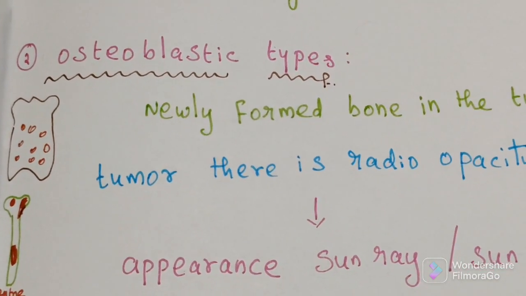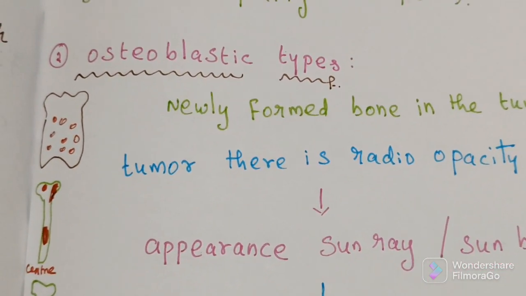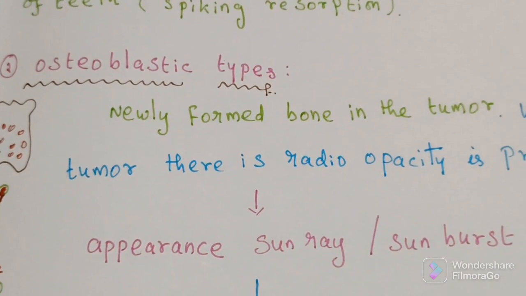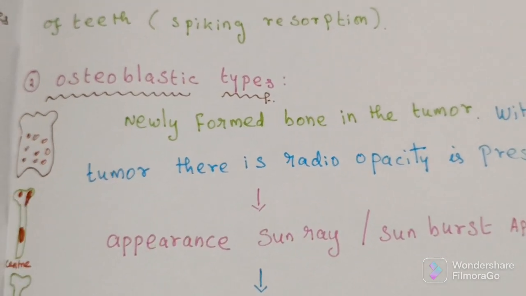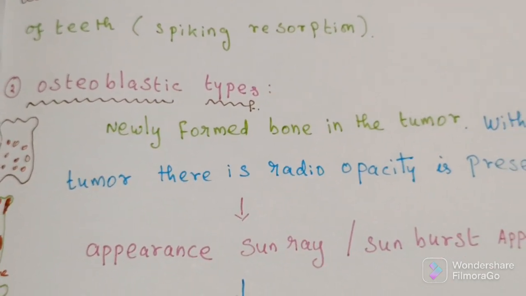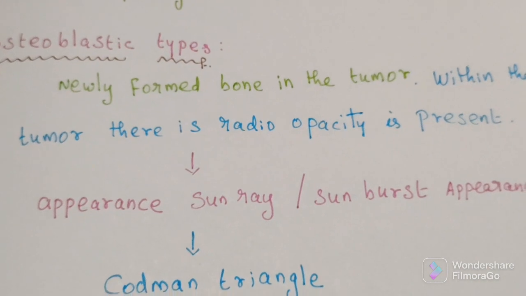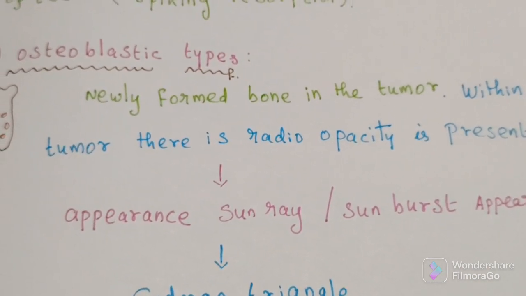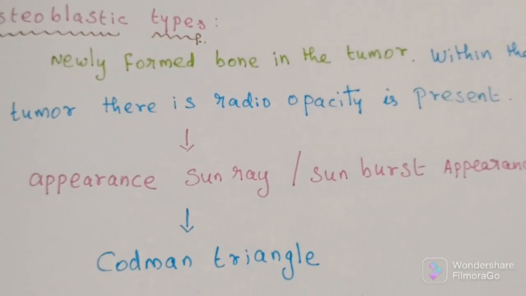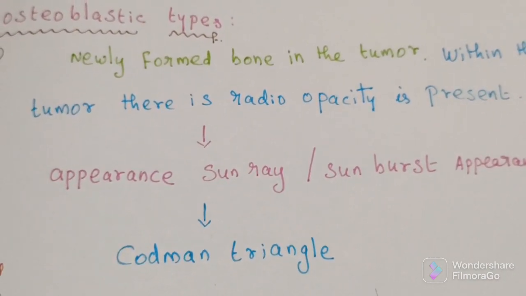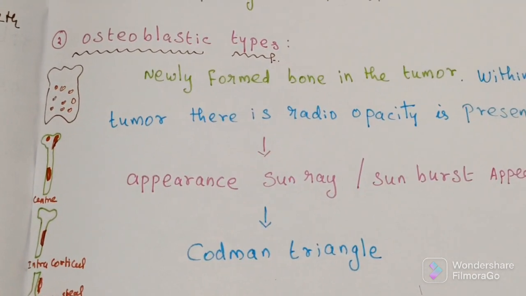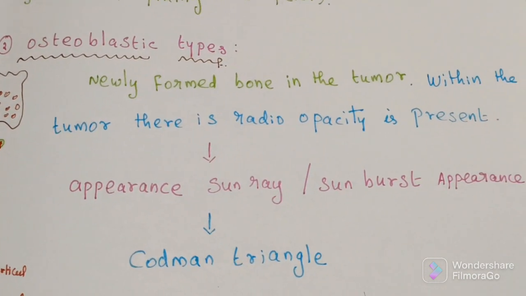Second type is osteoplastic type. Here newly formed bone is in the tumor. Within the tumor there is radiopacity present. The appearance is sunburst appearance on X-ray. So it is also called Codman triangle. Here tumor formation in bone.